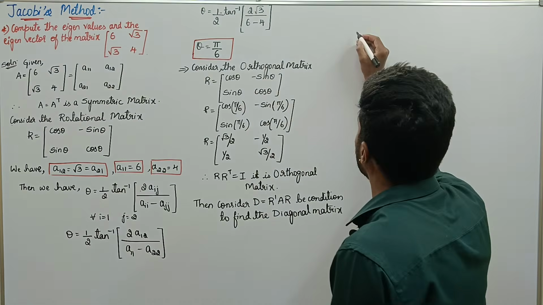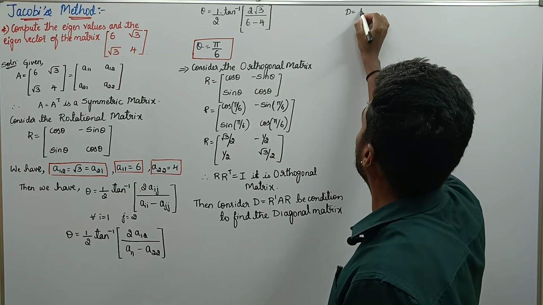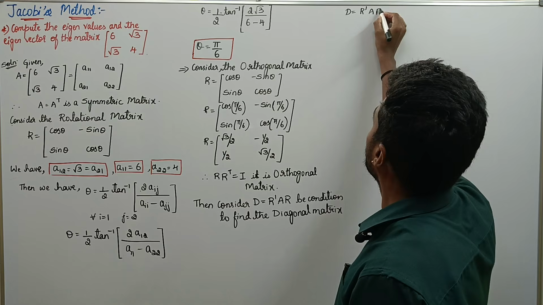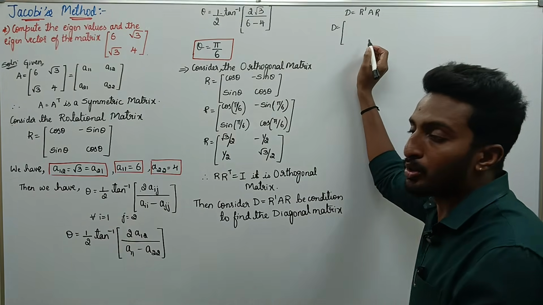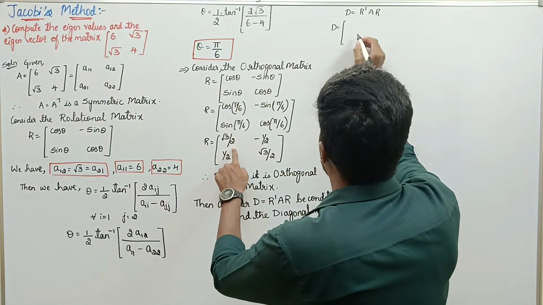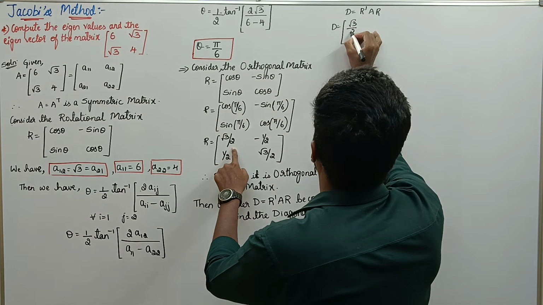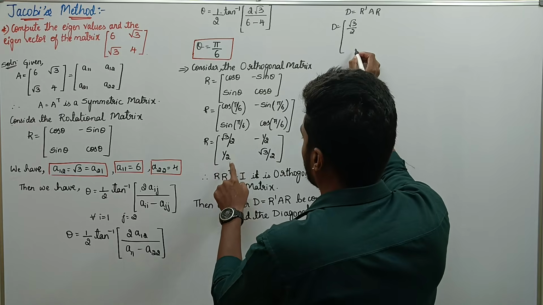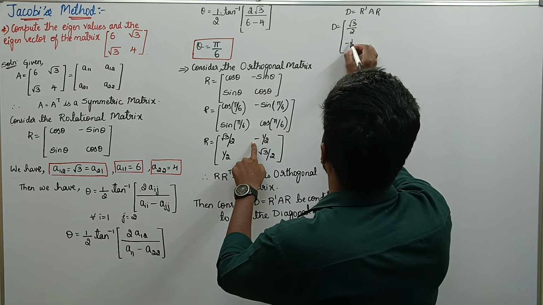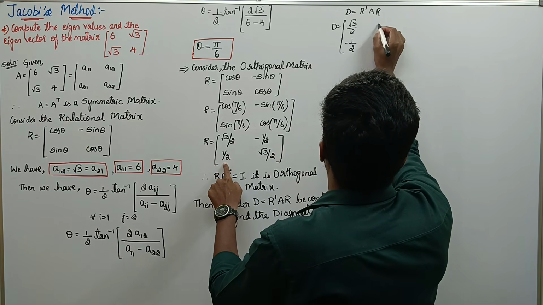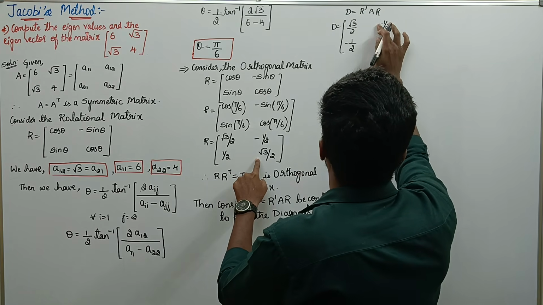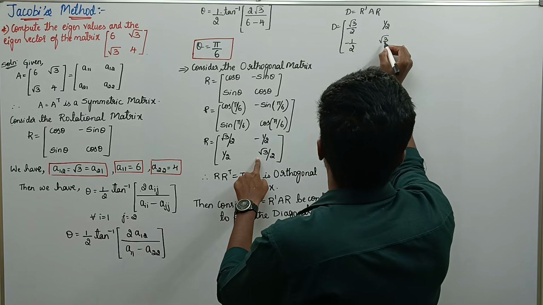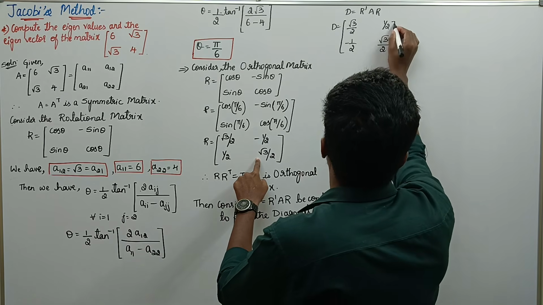Now let us represent this term D equal to R dash A into R. What do you mean by R dash? Row changes to column, that is root 3 by 2, 1 by 2 in the first row, then minus 1 by 2, root 3 by 2.